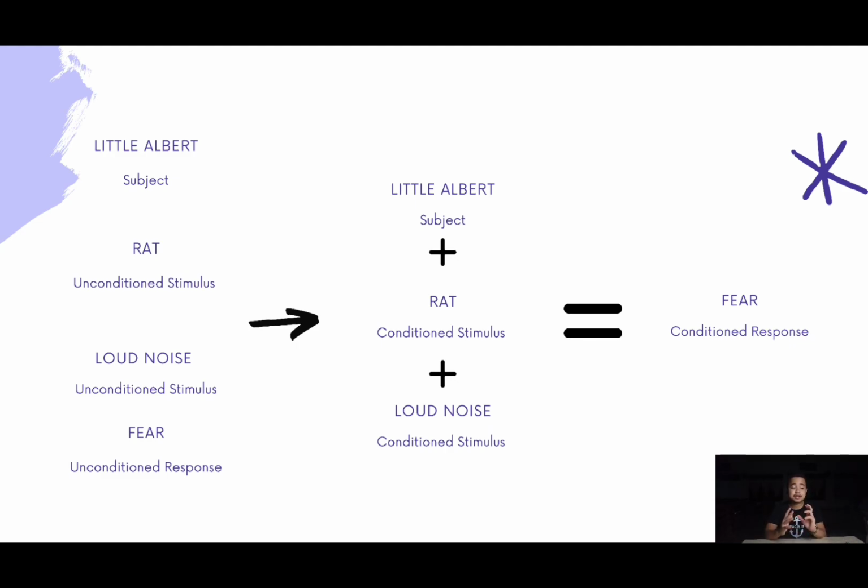So, after the experiment, Little Albert becomes scared, not just of the white rat, but of any white fluffy object that he can associate the rat with. An example is the beard of Santa Claus. So, that is the Little Albert experiment.